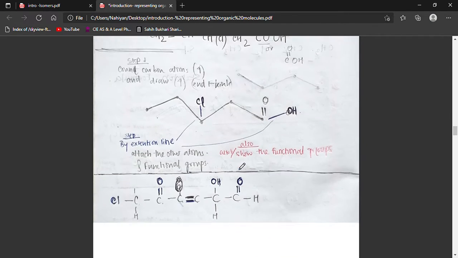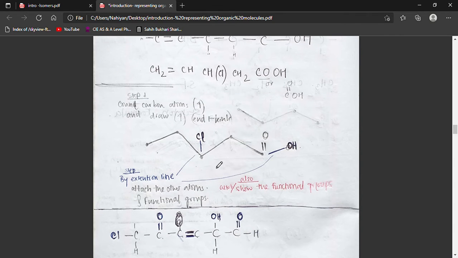So for instance a Cl, let's see, we have 1, 2, 3, 4, 5 kinks. Now Cl is attached to this carbon, the third carbon. So 1, 2, 3. It's attached to this carbon. So by extending a line from the third kink, you have to show the other atom.